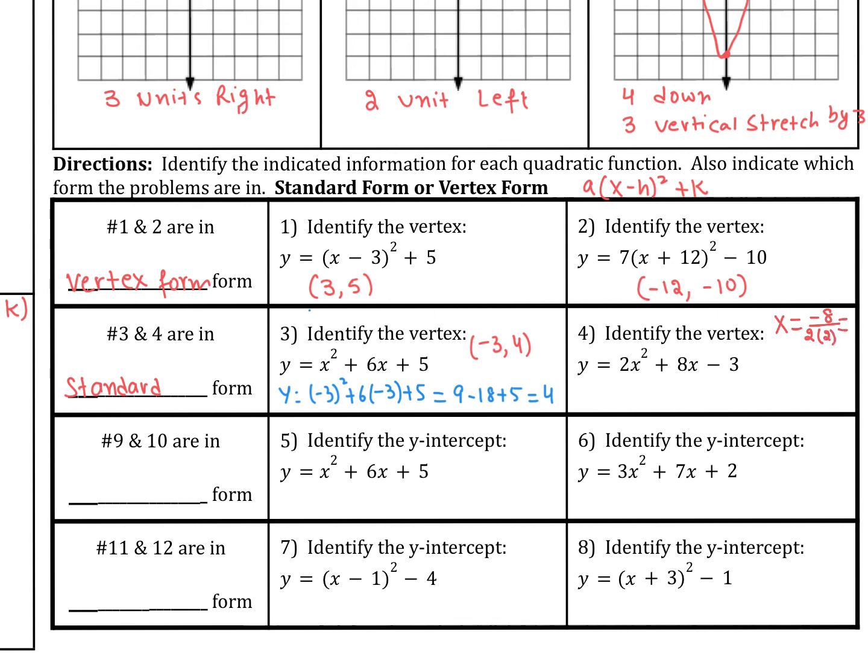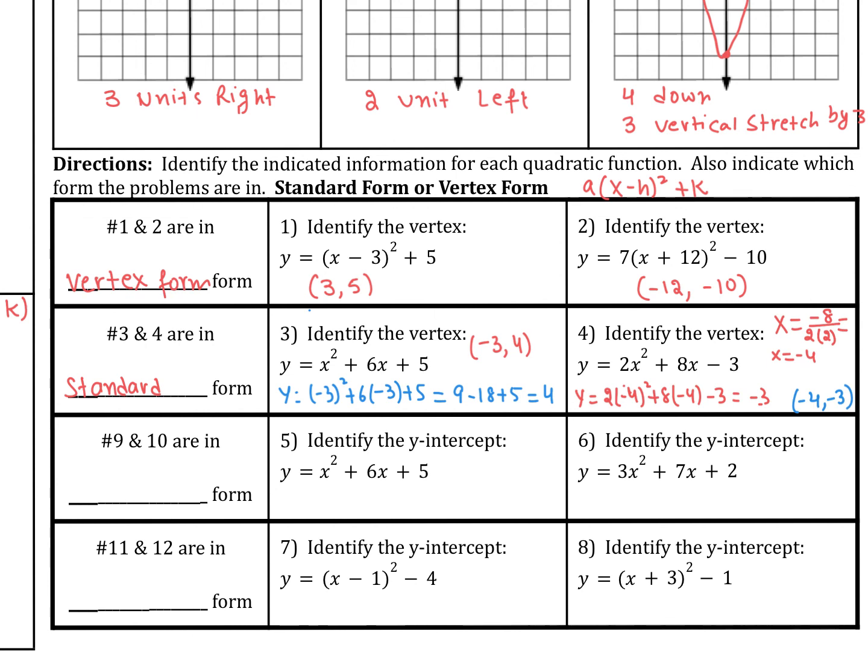For number 4, x equals negative b over 2 times 2, and that's negative 8 divided by 4. X is negative 4. To find y, you're going to use x as negative 4, and that's going to be 16 times 2, 32, and it should be negative 3. So your vertex is negative 4 comma negative 3.